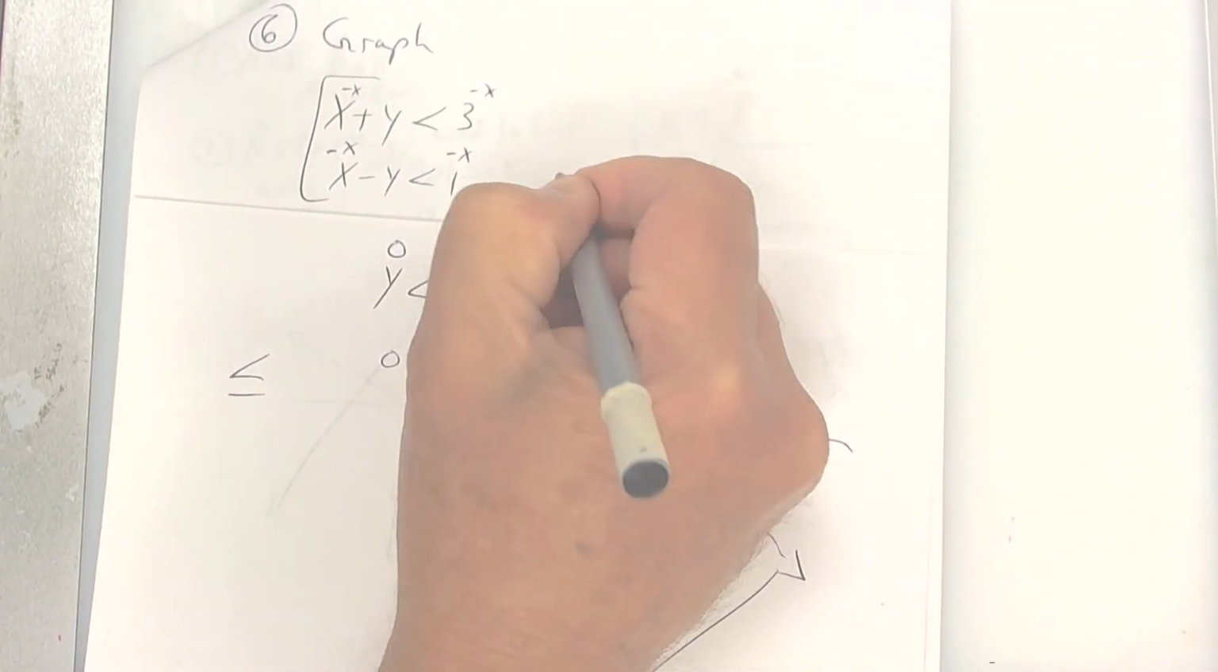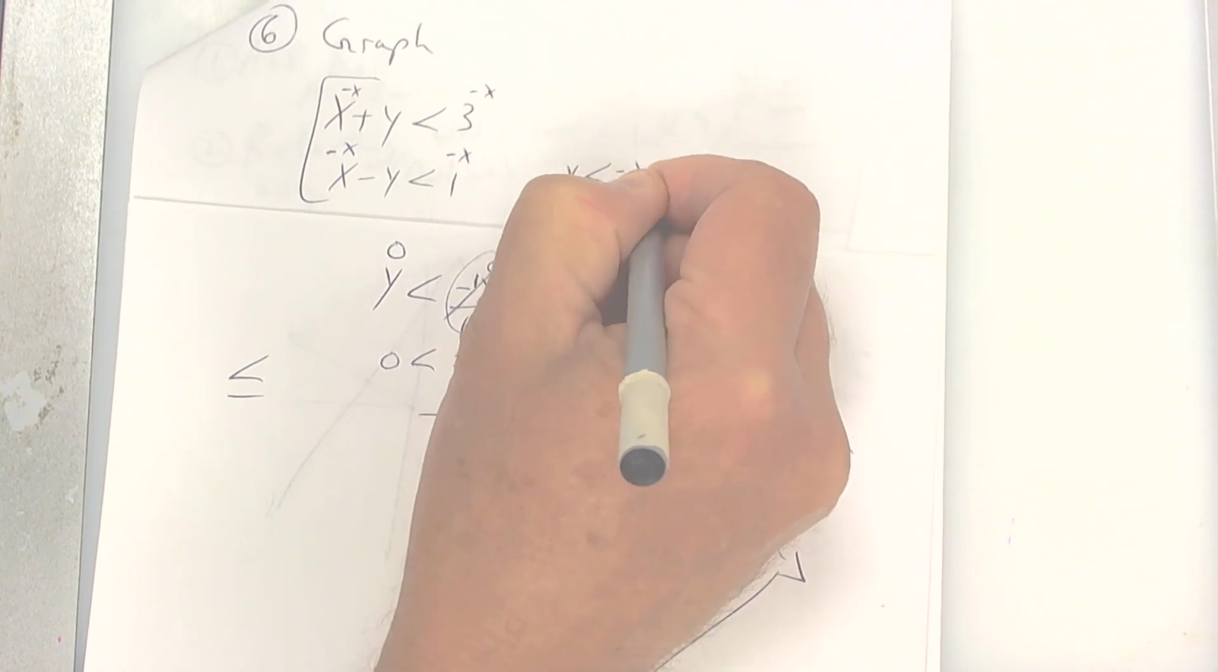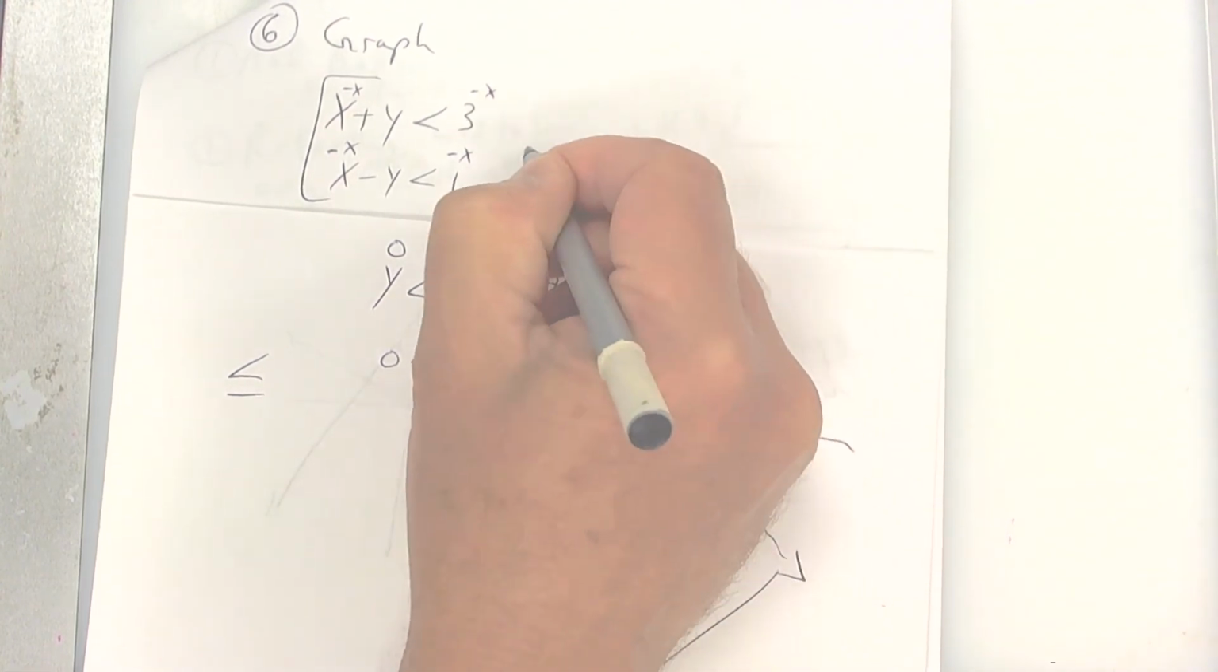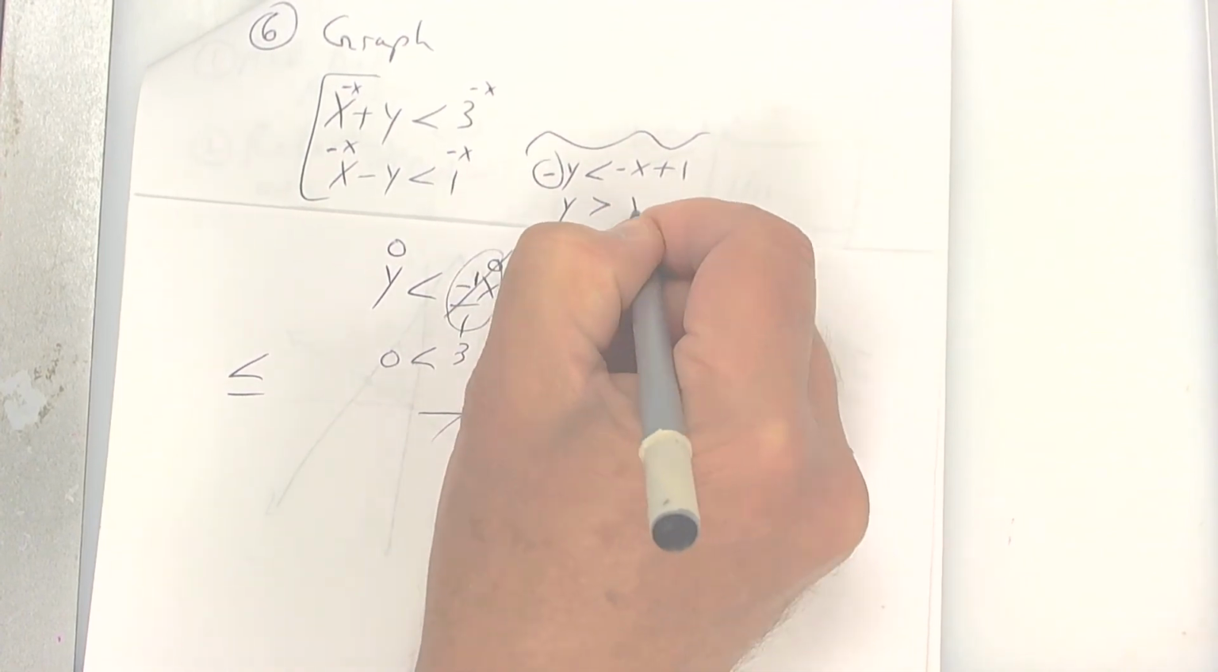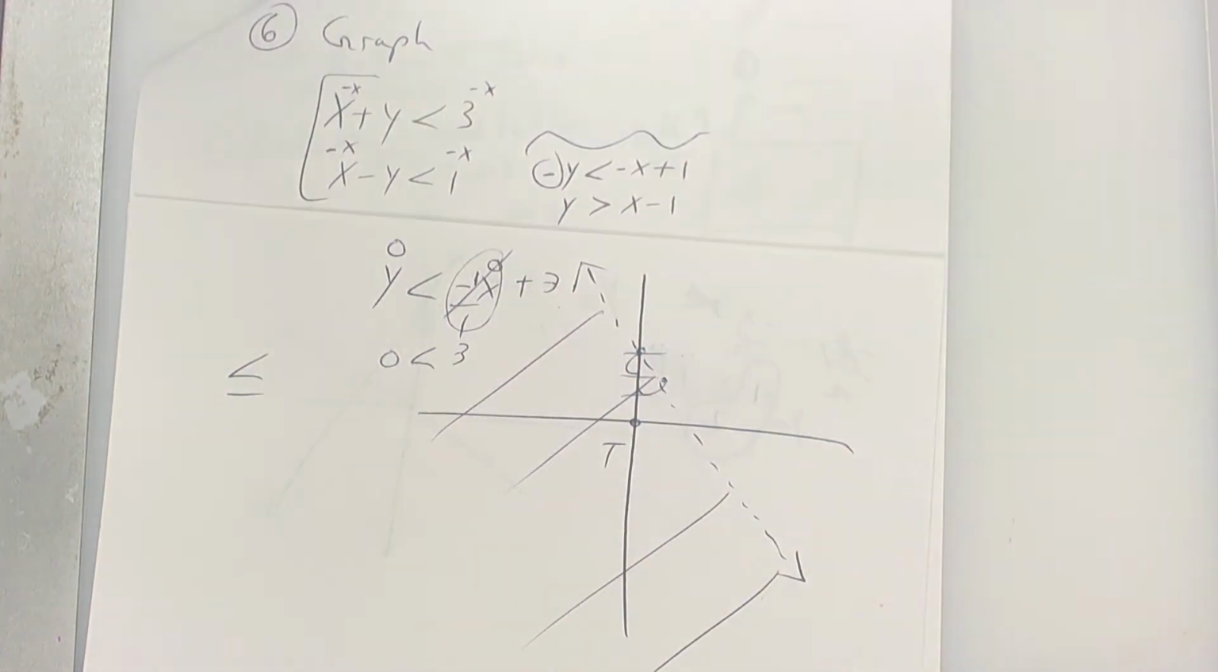And when you subtract x, you get -y is less than -x plus 1. Then you got to change all your signs, including the inequality. So you get y is now greater than x minus 1. So you want to graph it.